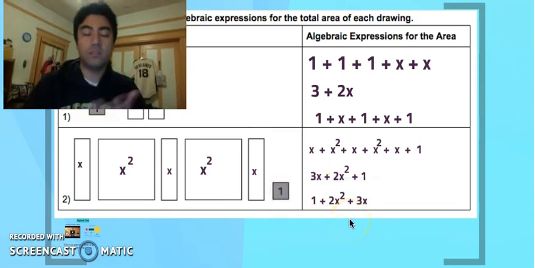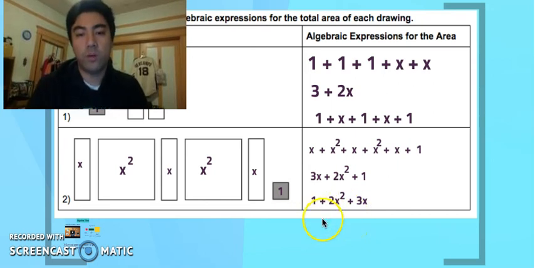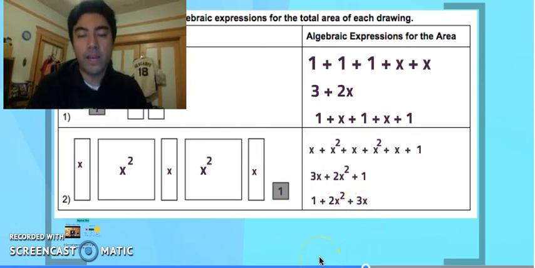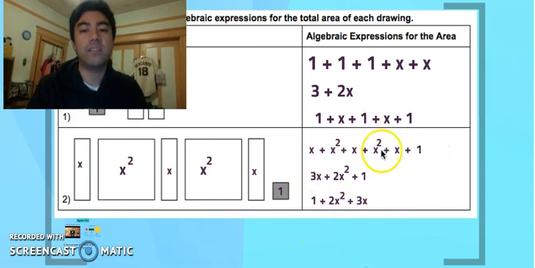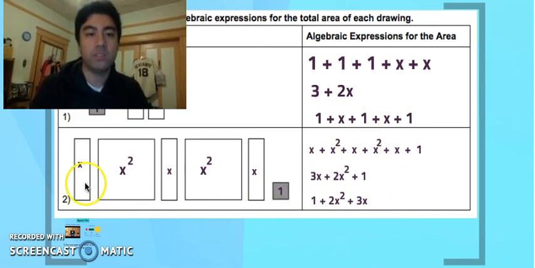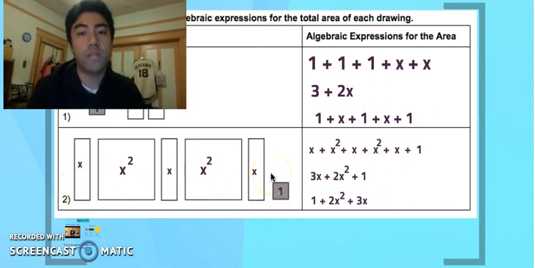Another way to write this, again, there's many answers for this, is we can start with the 1 plus 2 groups of x squared plus 3 groups of x. You might have different answers from these, and that's okay as long as it matches with this diagram, this drawing, okay? So that's it for area.